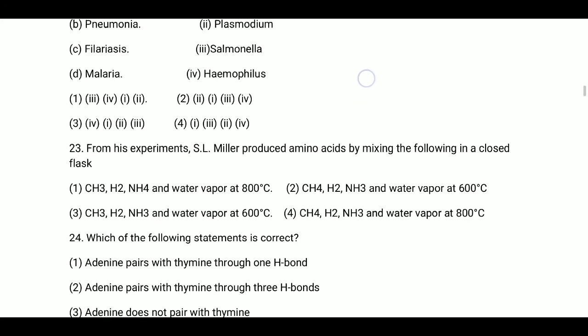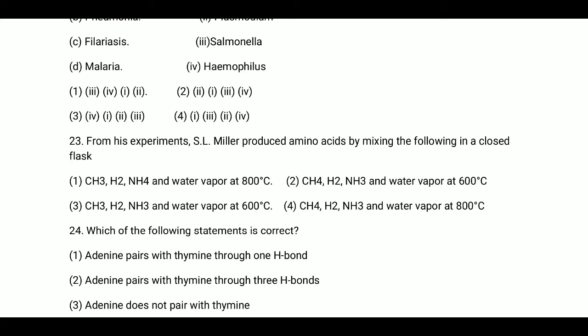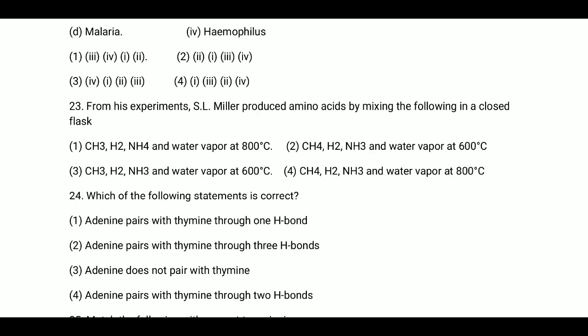Then, in his experiment, Stanley Miller produced amino acids by mixing the following in a closed flask: methane, hydrogen, ammonia, and water vapor at 800 degrees Celsius; methane, hydrogen, ammonia, and water vapors at 600 degrees Celsius; methane, hydrogen, and ammonia with water vapors at 600 degrees Celsius; methane, hydrogen, and ammonia and water vapors at 800 degrees Celsius. Now for this again you have to remember the chapter called evolution. So it is CH4, H2 and NH3 and water vapors at 800 degrees Celsius. This is the right answer. Fourth option is the right answer.